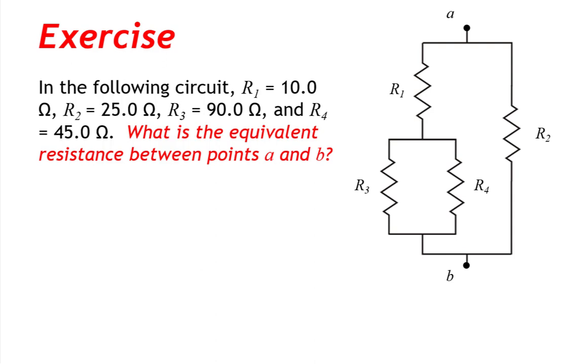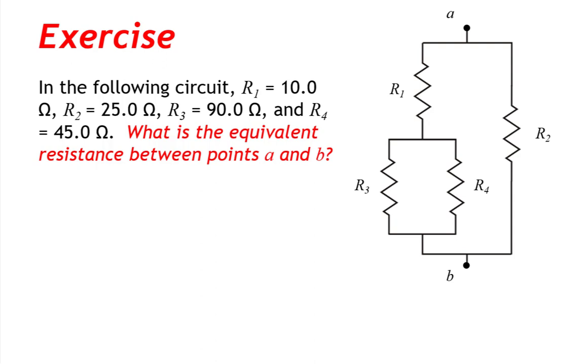In the following circuit, the resistance of resistor 1 is 10.0 ohms, resistor 2 is 25.0 ohms, resistor 3 is 90.0 ohms, and resistor 4 is 45.0 ohms. What is the equivalent resistance between points A and B?